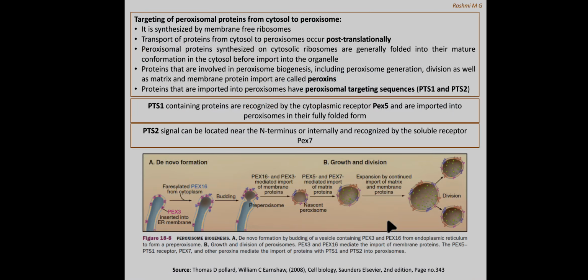So today we will be learning about targeting of peroxisomal proteins from cytosol to peroxisome. It is easy and very simple in the translocation or targeting pathway. So the protein is synthesized by membrane-free ribosome. So first, the proteins are synthesized by the cytosolic ribosome. So the cytosolic ribosome is first synthesizing the required proteins.